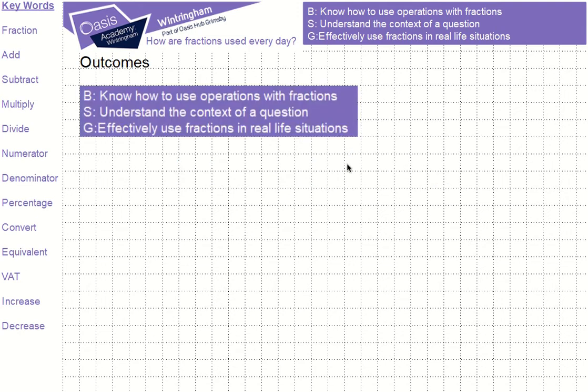So the outcomes today. Bronze, we really need to be comfortable with knowing how to use operations with fractions. Silver, try to understand the context of the question, and then gold, effectively use fractions in real life situations.